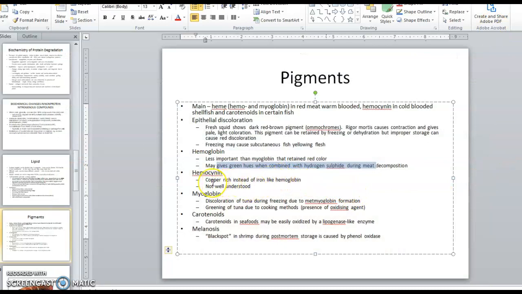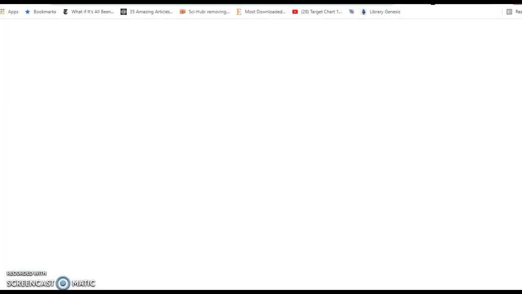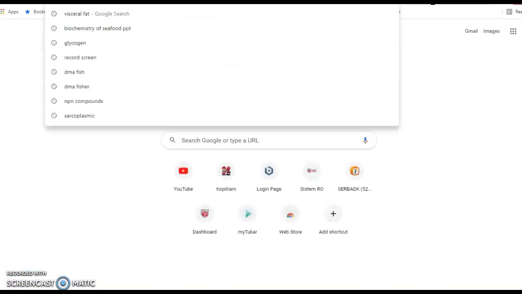Hemocyanin, usually they are copper-rich instead of iron-rich like hemoglobin. However, it is not really well understood. But the blood of these creatures, hemocyanin, is very valuable in the pharmaceutical area, because it can be used as a carrier and so on. I think I can show you hemocyanin.